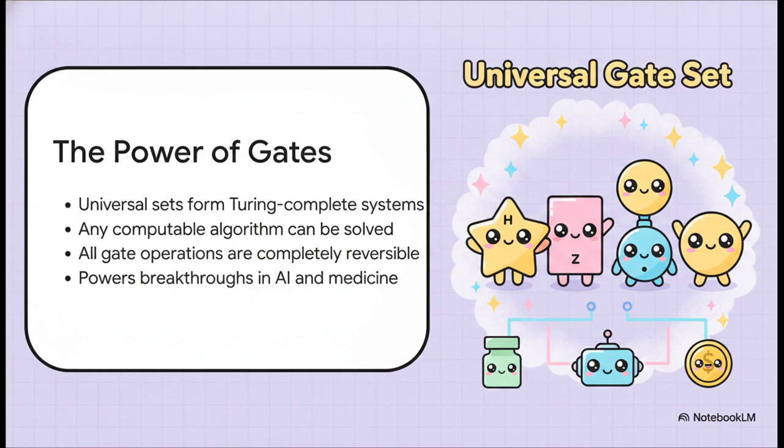Plus, and this is so cool, unlike classical AND or OR gates which literally destroy information when they run, all quantum gate operations are perfectly 100% reversible. No information is ever lost. By leveraging superposition and entanglement, these exact circuits are actively being developed right now to optimize global financial models, simulate ridiculously complex molecules for life-saving drugs, and unlock the next massive leaps in artificial intelligence.